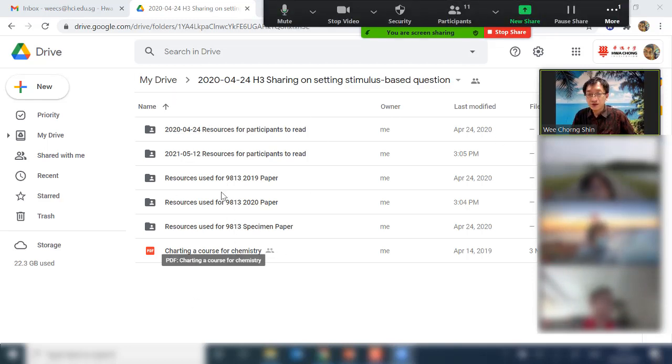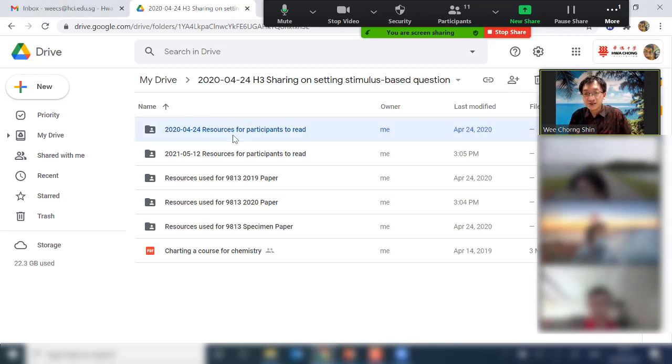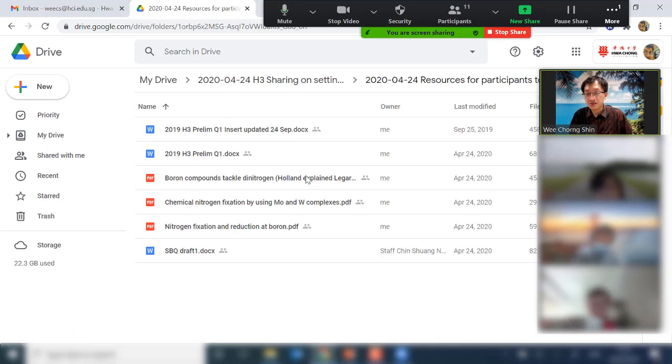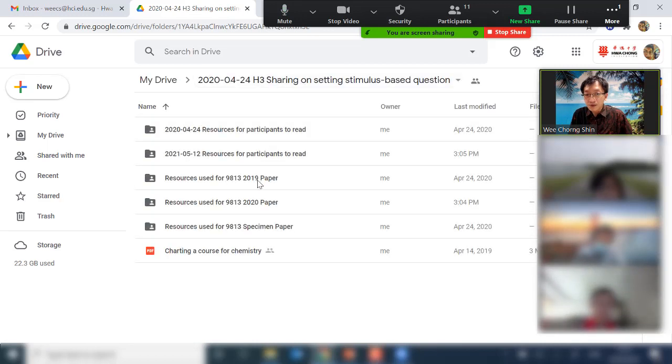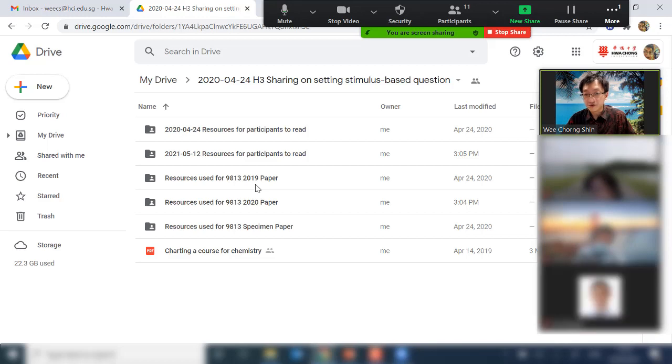So there are some resources from the past and currently which we put in for the participants. These are the resources for last year's workshop. Quite similar. That one was done by Sean Ling and I, where she shared the second half of it. So these are some of the things we talk about. And then we also gave the resources which Cambridge refers to when setting their stimulus-based questions. So they are in the folder.